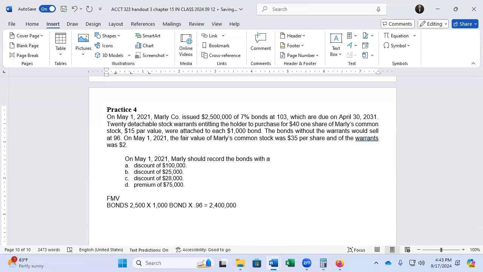And then you have the warrants. You have 2,500 times how many shares? Now they don't have numbers. Okay, 20 detachable stock warrants. So 20 warrants times $2 per warrant. And so that should be 100,000.